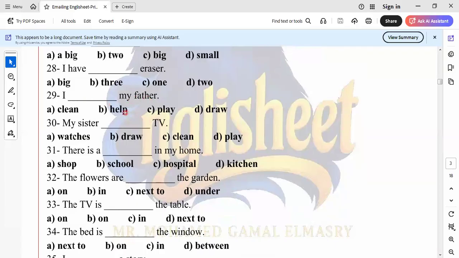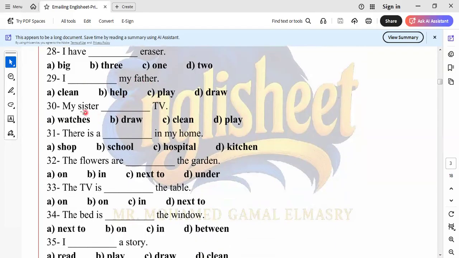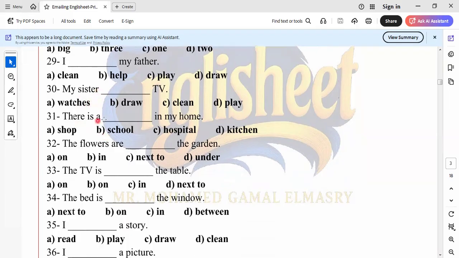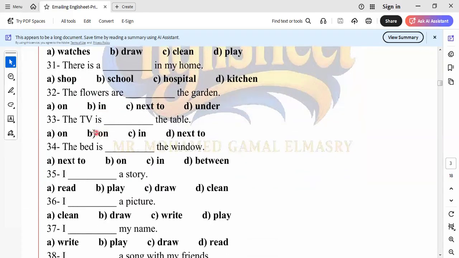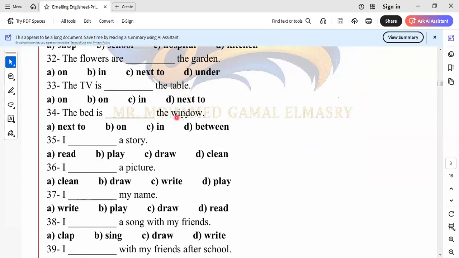I help my father. My sister watches TV. Why "watches" here? Because "watches" has S, and S is used for the singular in the simple form. There is a kitchen in my home. The flowers are in the garden. The TV is on the table. The bed is... The window, it will be here, next to.